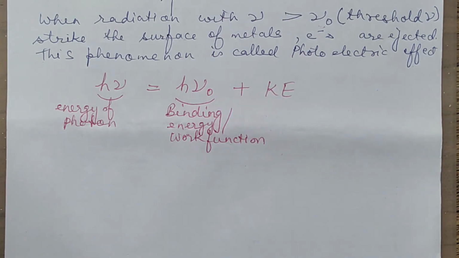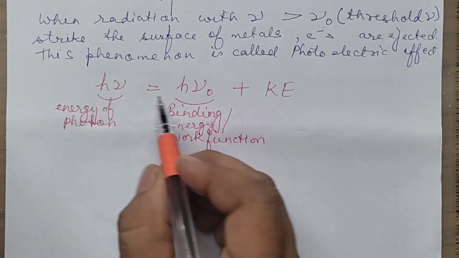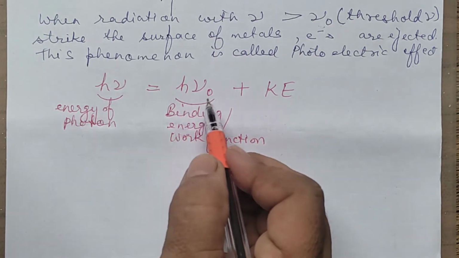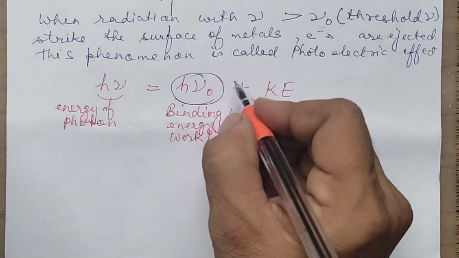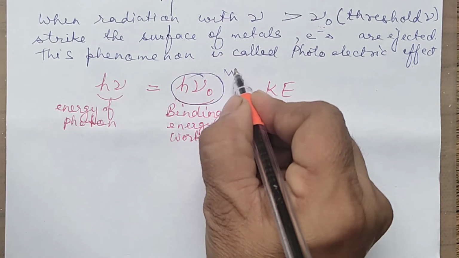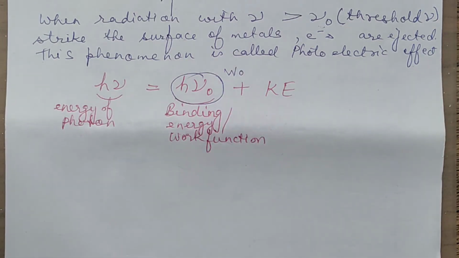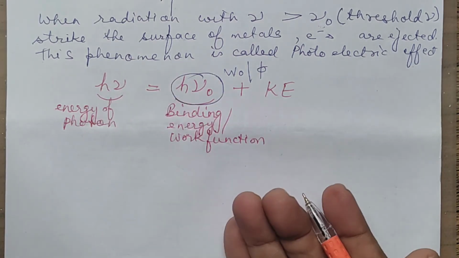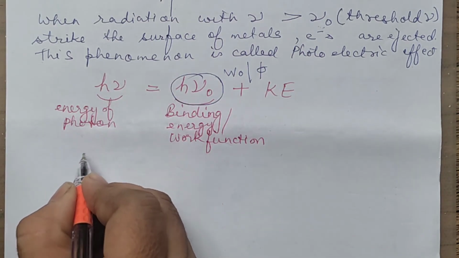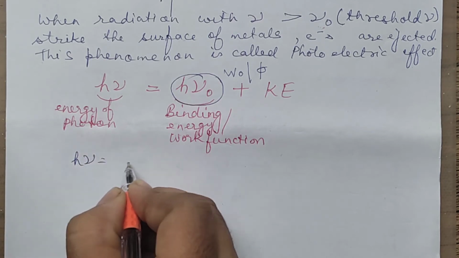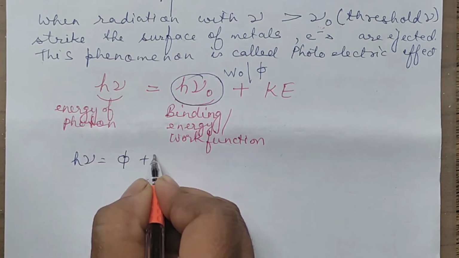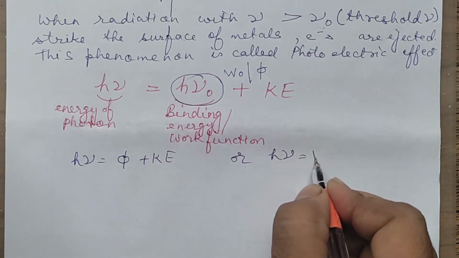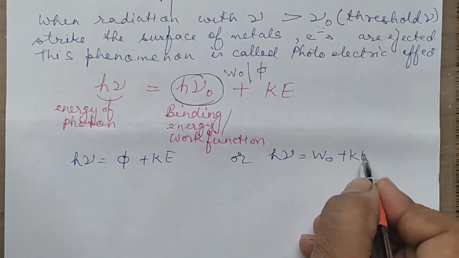So this is the final formula for the photoelectric effect: h nu is equal to h nu naught plus kinetic energy. This work function you will also find in different books. The symbol given is either W naught, or at times they also write it as phi. So depending on that, you can have different ways of writing this formula: h nu is equal to phi plus kinetic energy, or h nu is equal to W naught plus kinetic energy.